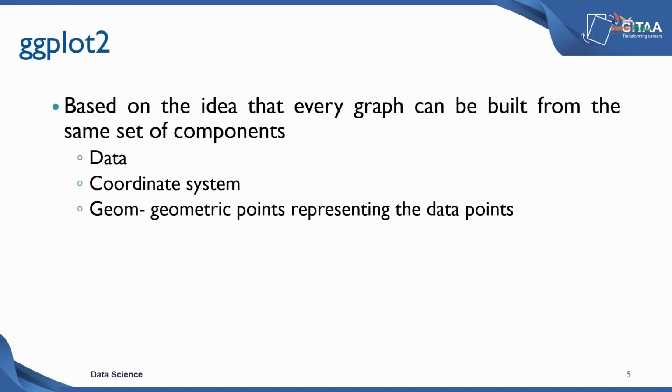So basically ggplot2 is a package which is based on the idea that every graph can be built from scratch using the same set of components. The same set of components refer to the data, the coordinate system and a parameter called geom, which is basically geometric points representing the data points. So these are the 3 basic components for the package ggplot2.